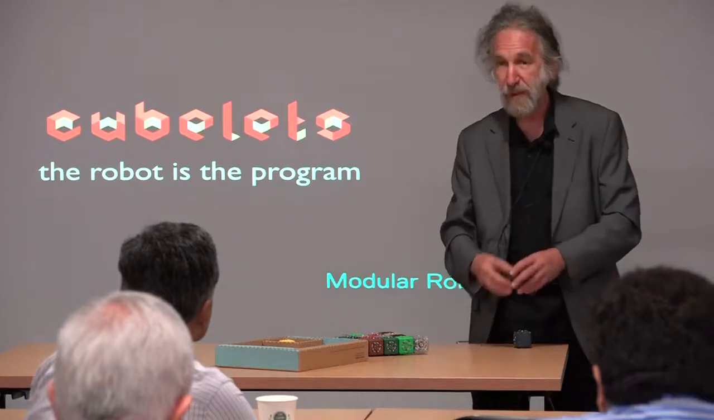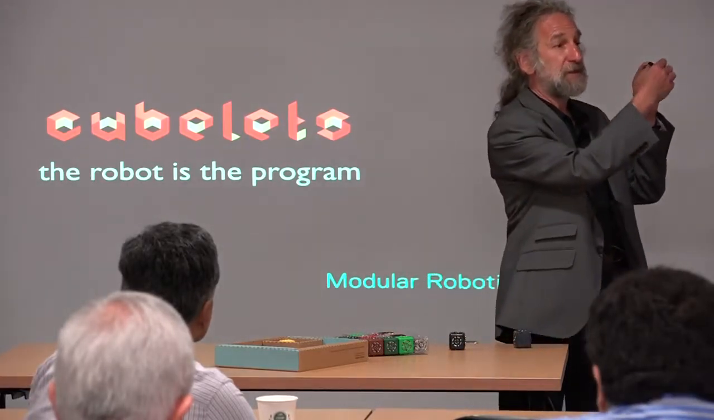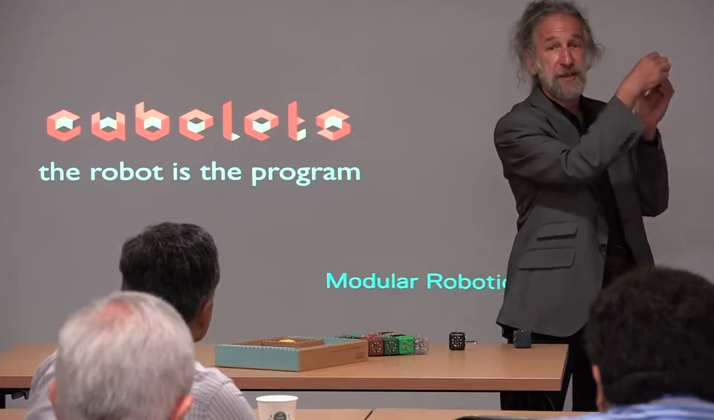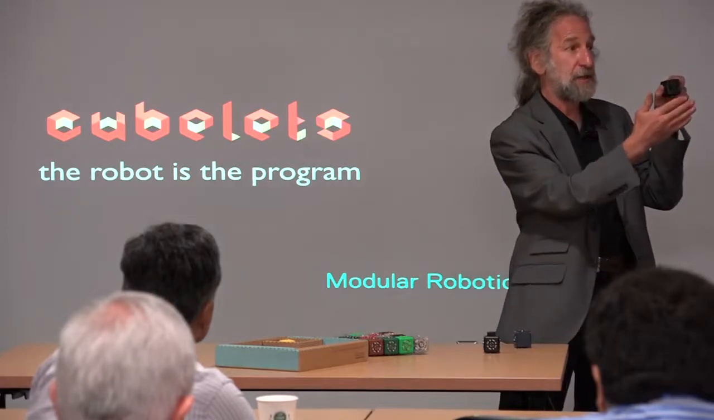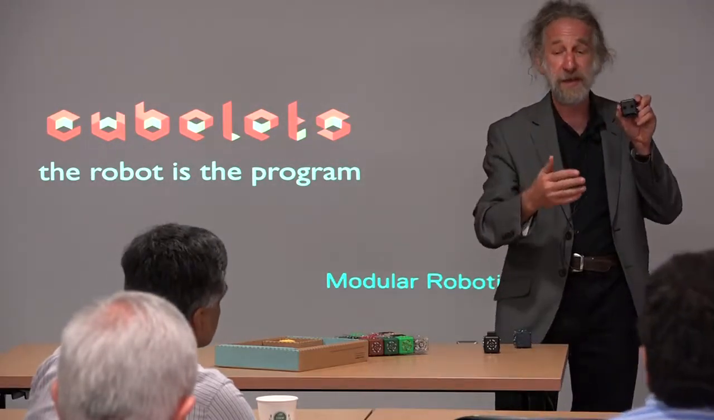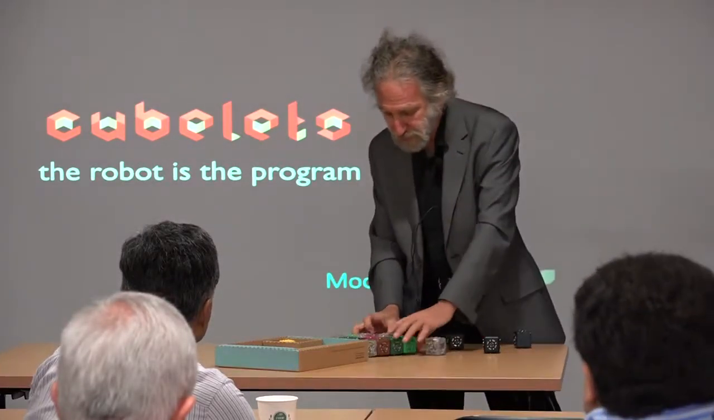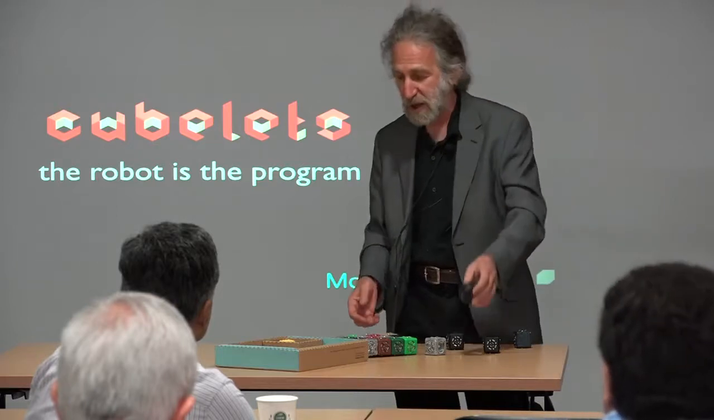The black blocks are sense blocks, so they sense their environment. This is a sense block that senses turn. It's a knob, and it's sensing the amount of turn that I give it. This is a distance sensor, so it's got a little proximity sensor, and as I move my hand in front, it knows how far my hand is. We have a light sensor block. Okay, so the black blocks are sensor blocks.